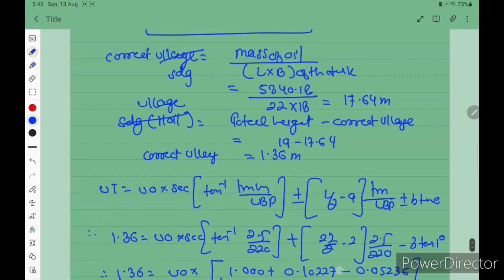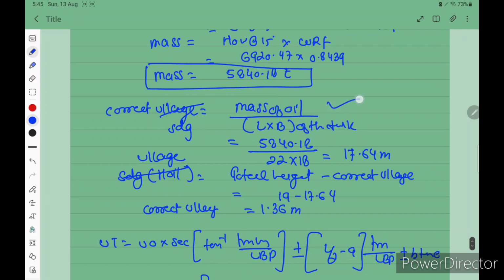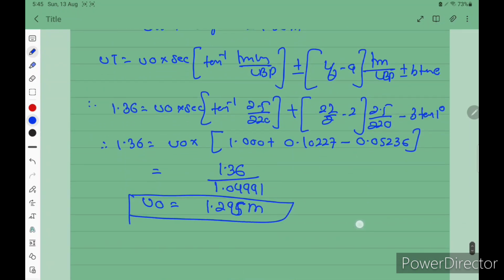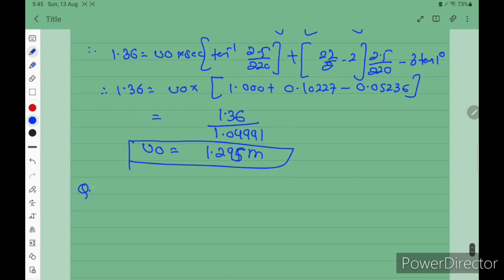Okay, when we have the mass, we can find out the sounding of the oil, and then we have to find out the ullage, which is corrected ullage. Okay, let's move to the next question. Question number 4.